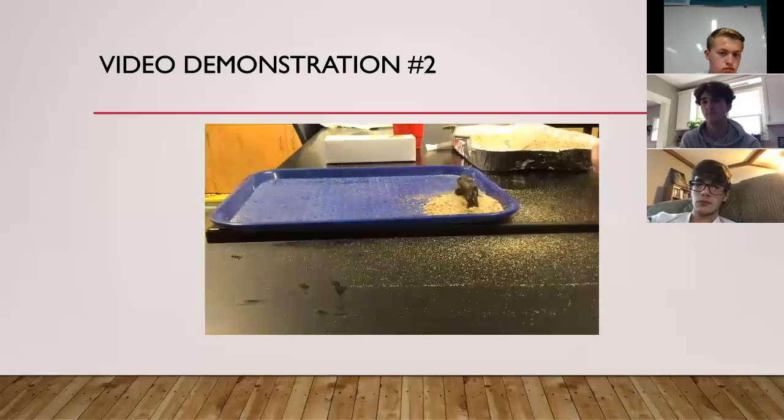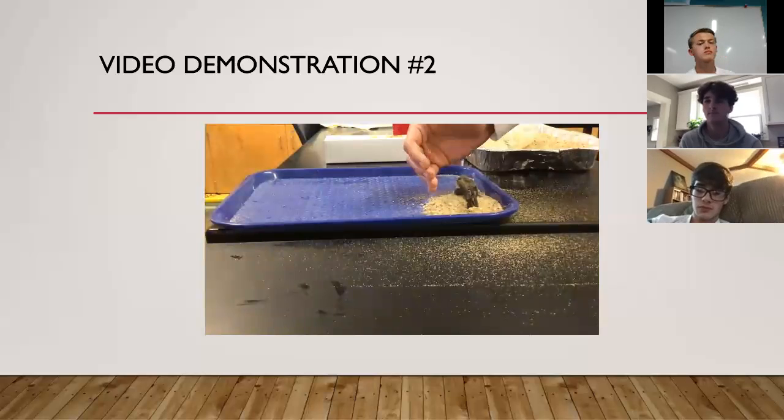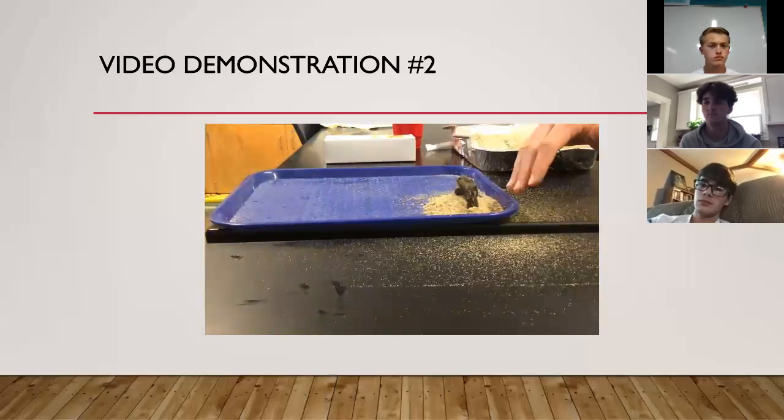As you can see, this side of the sand does not move at all. And this side moved a little bit, but that is the front side of the fence. And so this is how you can stop wind erosion.